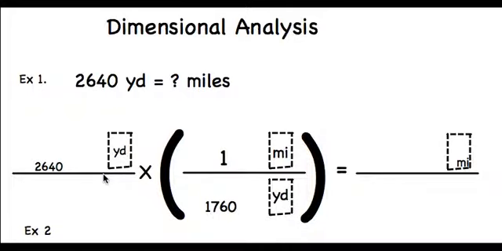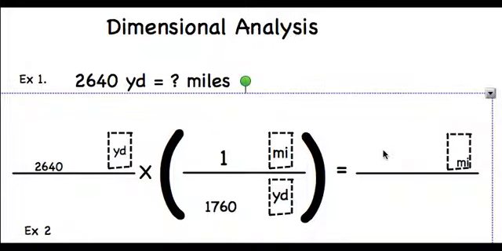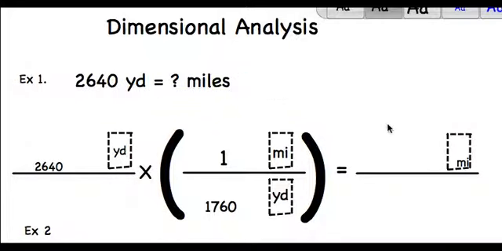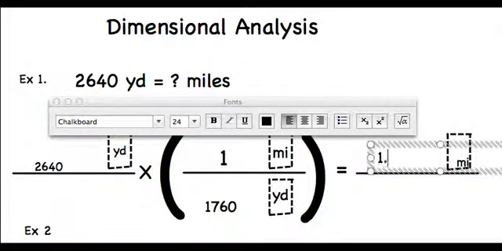So now what we do is we multiply 2,640 times 1, which is 2,640, then divided by 1,760. When we take 2,640 divided by 1,760, we get 1.5 miles.